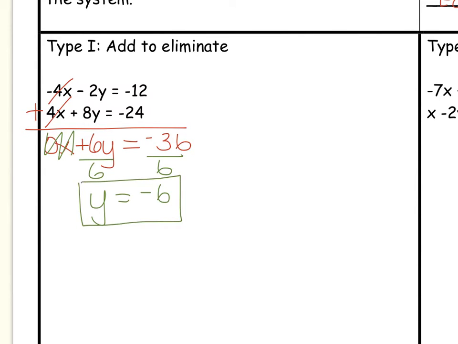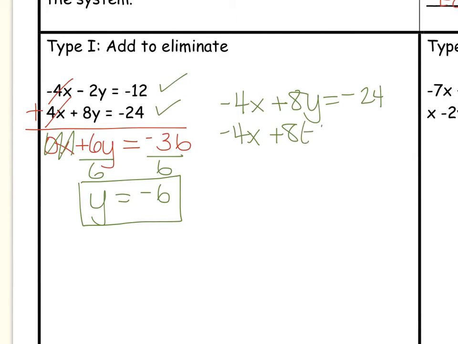So just like in the substitution notes, once we know what y is, we can use either of these equations to figure out x. I'm going to use the second equation because everything's positive on the left side. So I'm going to use 4x plus 8y equals 24. I'm trying to find out x, and I know what y is.